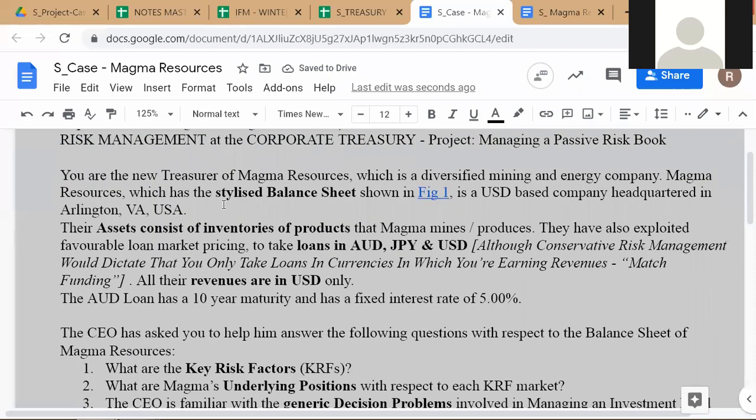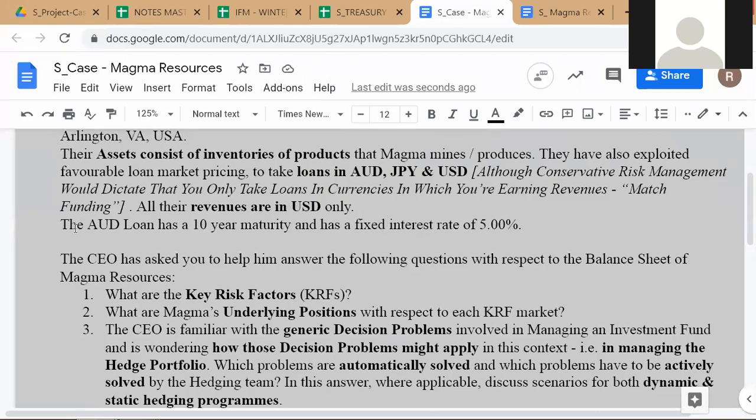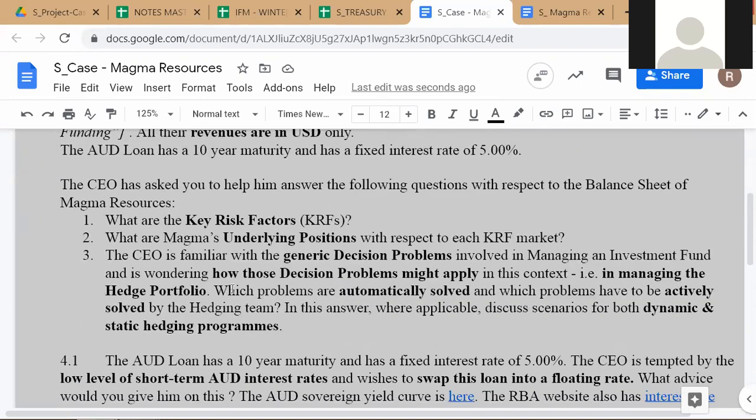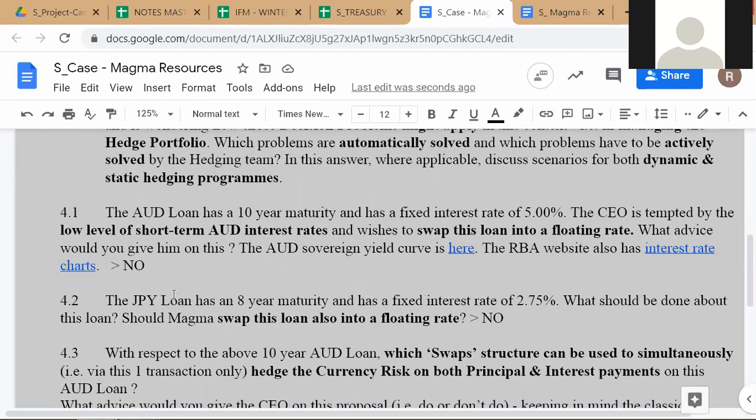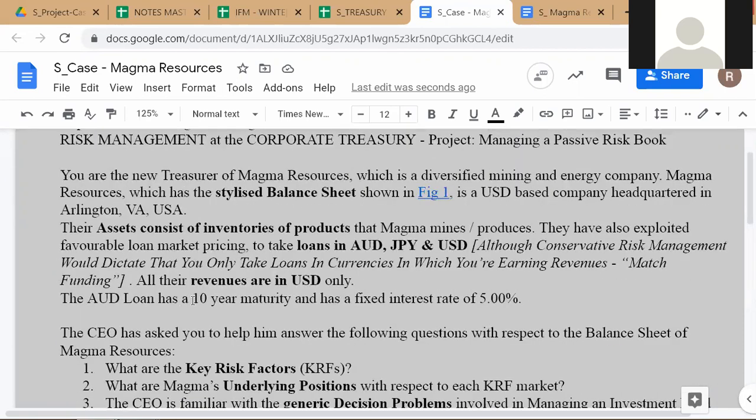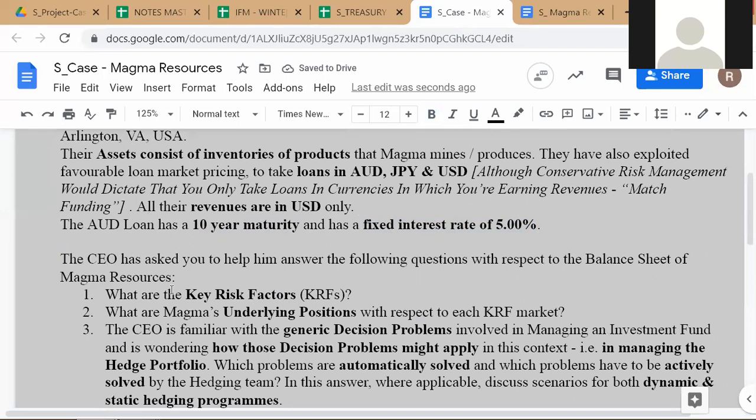All right. So I want to put now some more information about the loans. We are putting loan information on the Aussie loan. The Aussie loan has a 10-year maturity at a fixed interest rate of 5%. This information is important. These are the things you have to watch out for: fixed interest rate and 10-year maturity.